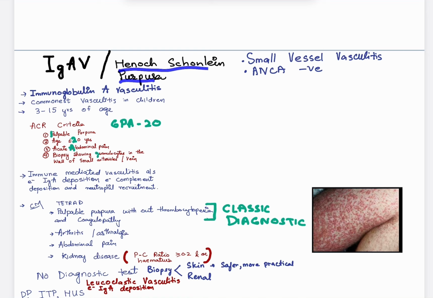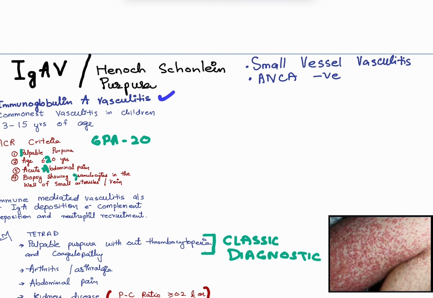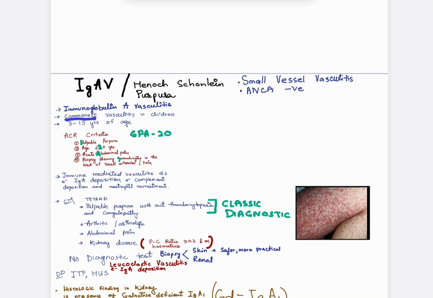Henoch-Schonlein Purpura. The new terminology is immunoglobulin A vasculitis. Formerly it was known as Henoch-Schonlein Purpura or HSP. It is a small vessel vasculitis and ANCA negative. As I told, it is also known as immunoglobulin A vasculitis. It is one of the commonest vasculitis in children, especially in the age between 3 to 15.